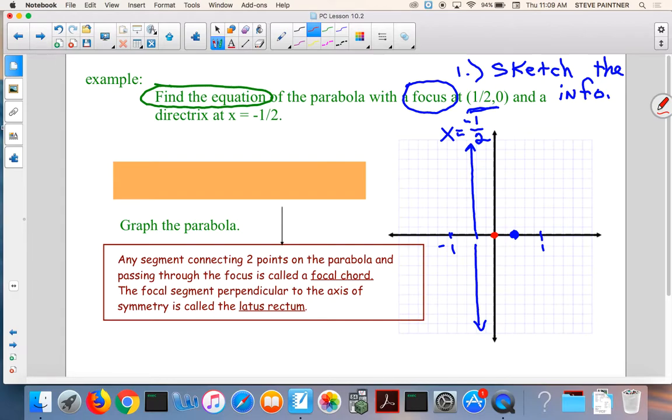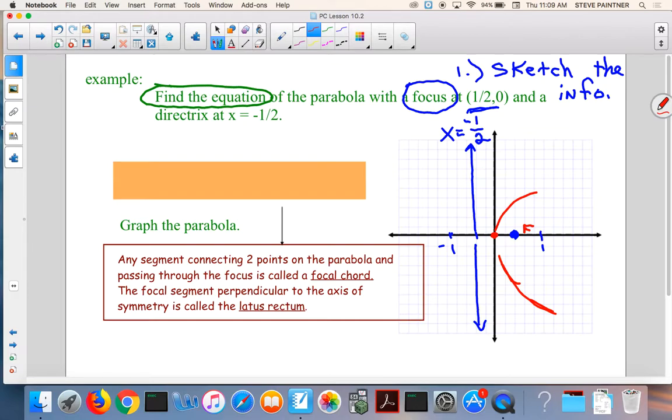All right, now, just asking you this question. What's it going to do? Is it going to go up, down, right, or left? Right. It's going to wrap around the focus, and the focus is right here. So you know it's going to go this way, this way. That's a very quick sketch. I'm just kind of showing you the direction.